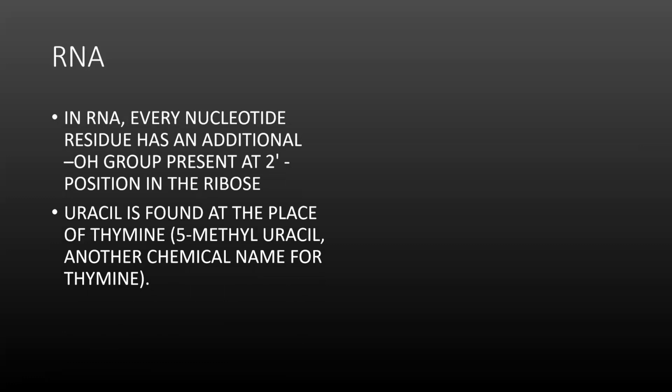Thymine is nothing but 5-methyl-uracil. The difference between uracil and thymine is that there is one methyl group attached at the 5 end of the uracil. That is all the difference. And that's why another name for thymine is 5-methyl-uracil.